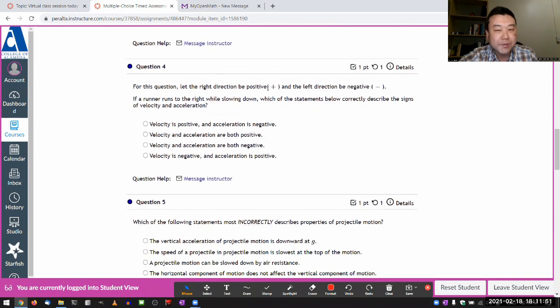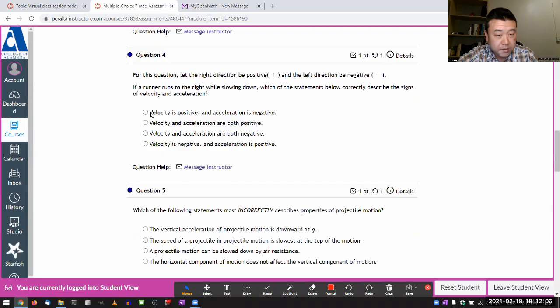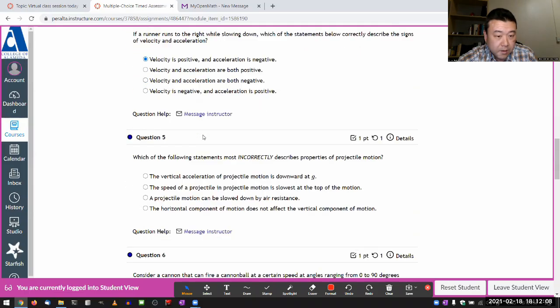For this question, let right be positive, left be negative. If a runner runs to the right while slowing down, okay, runs to the right, so velocity should be positive. Slowing down means the acceleration is in the leftward direction, so that should be negative. So velocity is positive, and acceleration is negative.